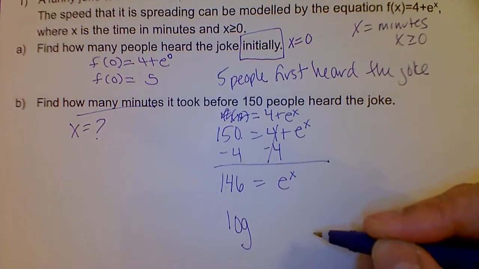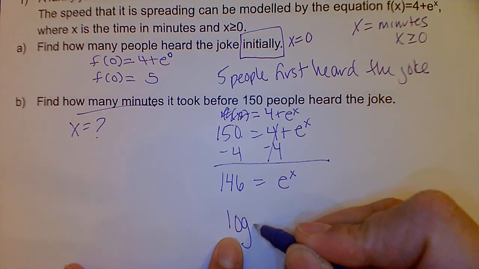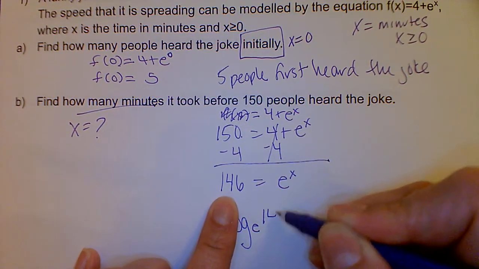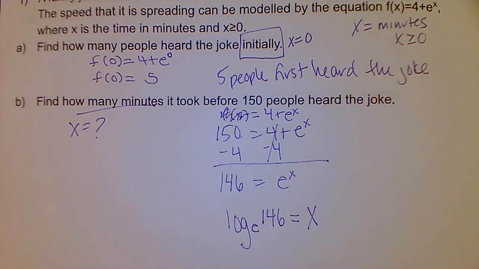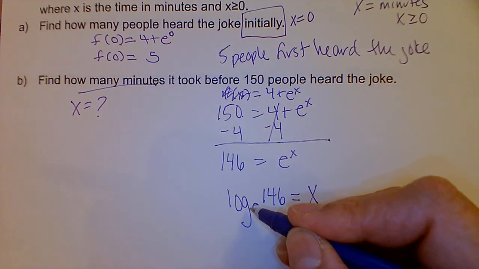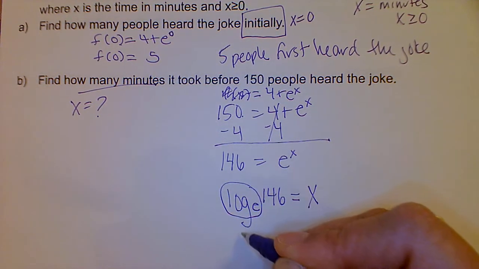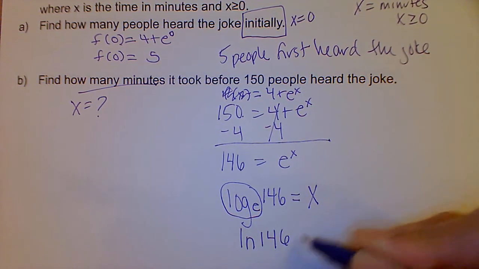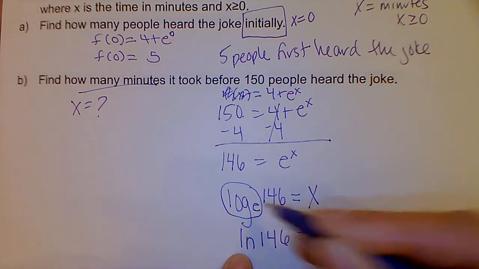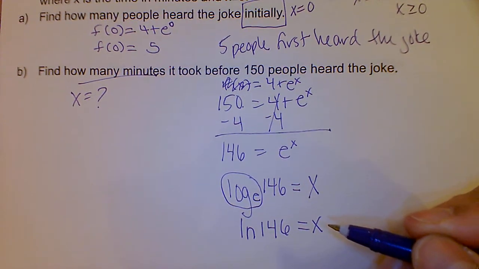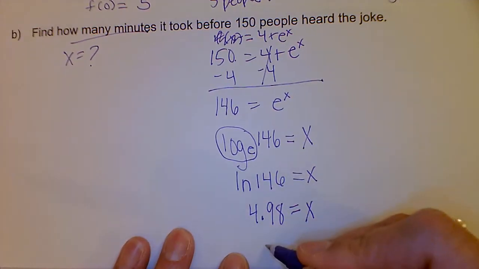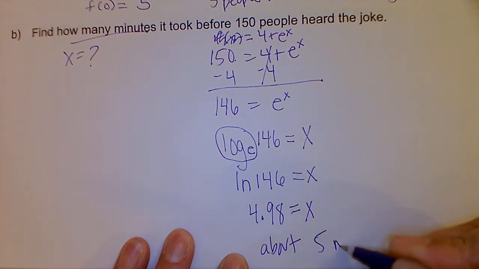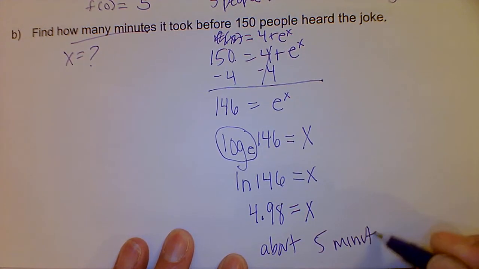So hopefully you're seeing a pattern. So we have log, what's the base? The base is e. Good, what's the answer? 146, excellent. What does that equal? That equals the exponent, which is x. And then you need to train your mind. Wait a minute, we have that natural log button on our calculator that we can now take log base e and turn it into our natural log. What are we going to come up with? We're going to come up with about 4.98, my bad, 4.98. So you can say about 5 minutes. If you want to do 4.98, that's absolutely fine.